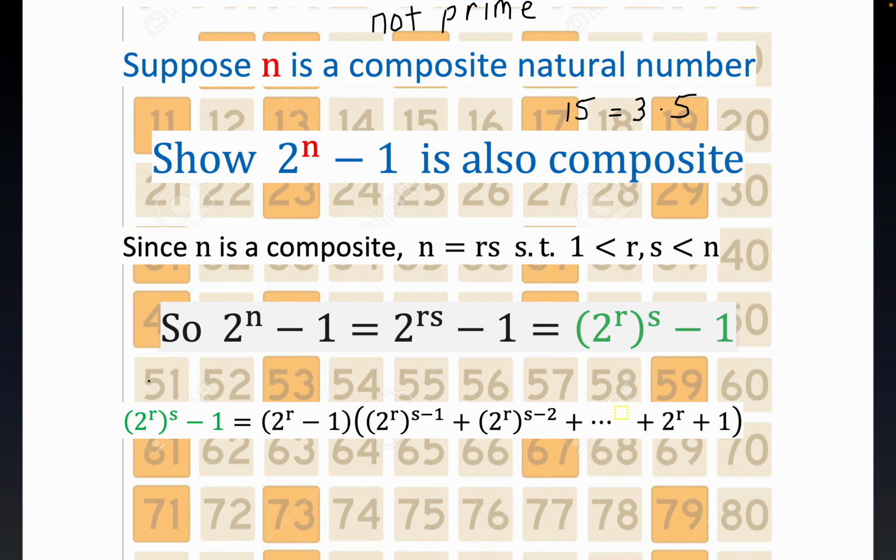If you have a to the n minus 1, you can think of this as 1 raised to the n if you want to, right? Okay, this is just equal to a minus 1. It's a little, at least it was for me, hard to see. This is a minus 1 right here. A is just behaving like the 2 to the r in this case. And then you have a to the n minus 1.